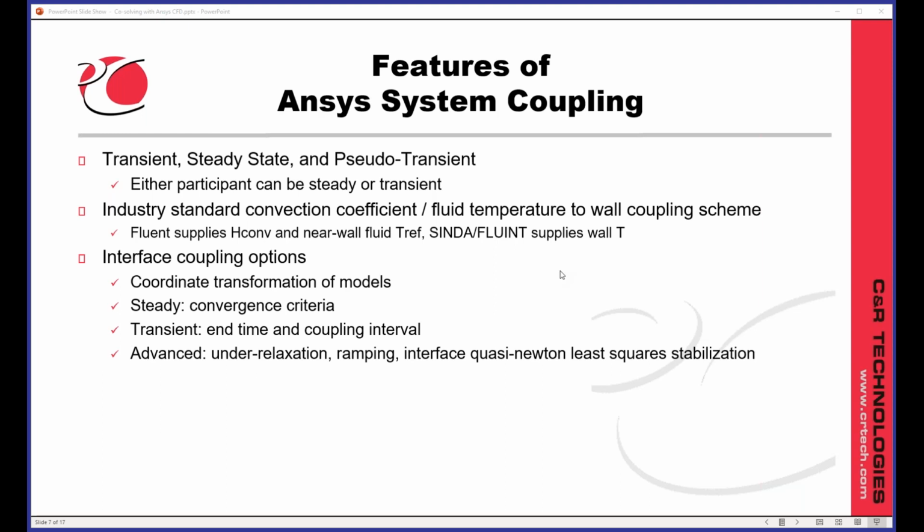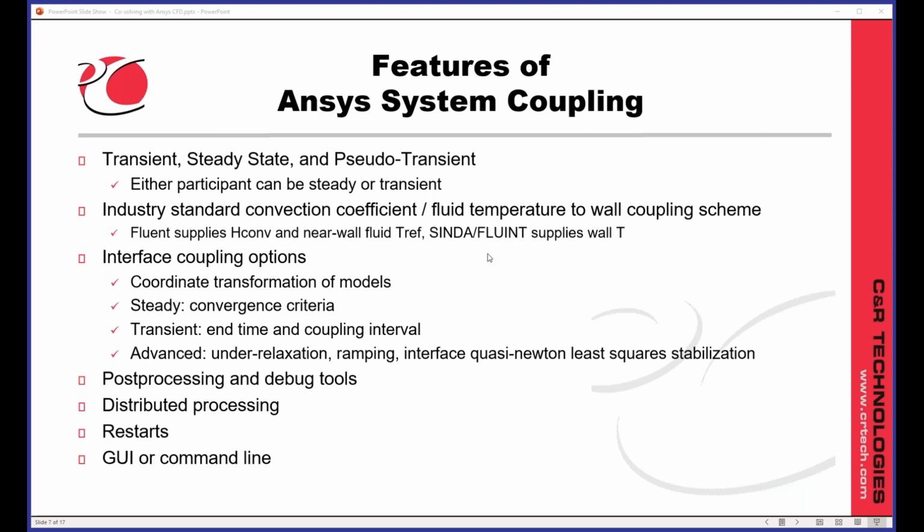The other options you have are things like setting convergence criteria, what's the end time and the coupling interval. Not the same thing as a time step, it's more when do the two codes stop and communicate with each other and update their temperatures and references and so forth. Then some other advanced parameters for controlling this interface and that coupling. There's also post processing and debug tools, tools for handling distributed processing, restarts, and you generally work, in the past it's been mostly command line, but they're moving more and more towards GUI, as are we. So we'll talk about that in a minute.